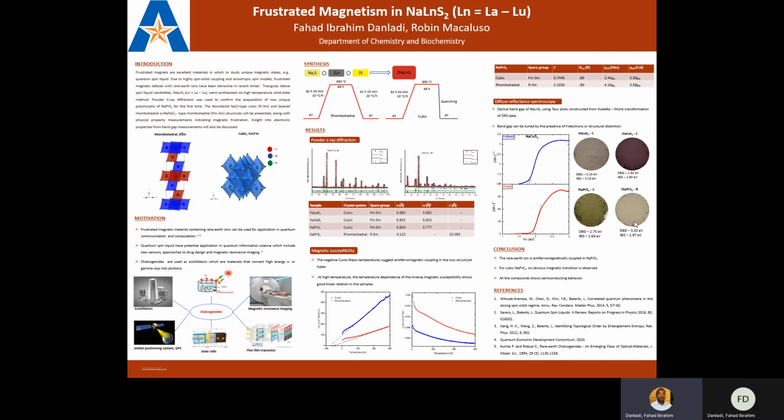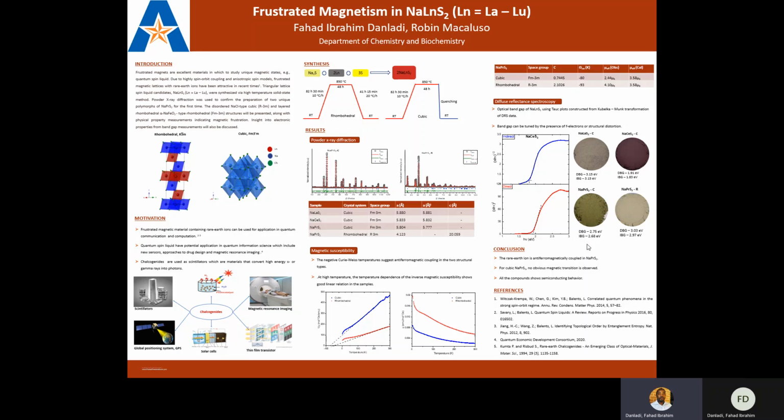Here is rhombohedral sodium praseodymium sulfide, and there is structural distortion in this 3.03 electron volt direct band gap, and then it reduces to 2.75 electron volt in the cubic phase, that is without a structural distortion.